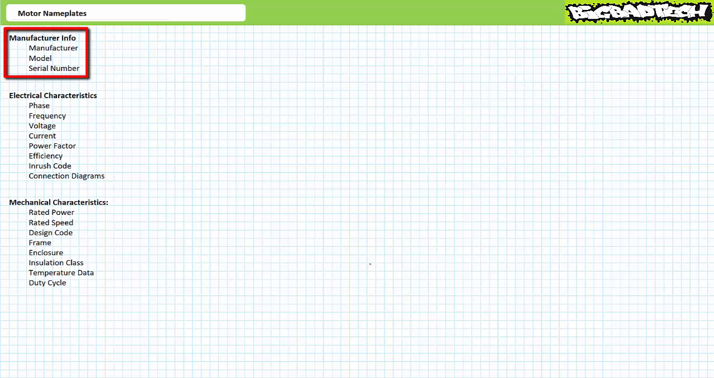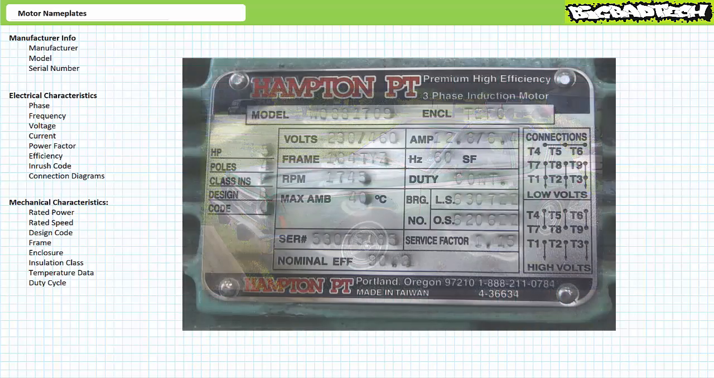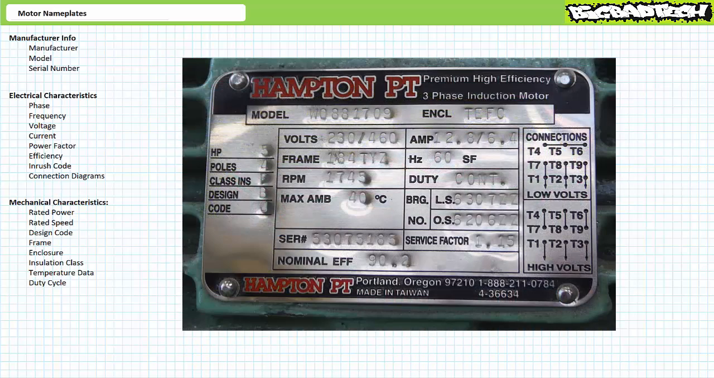Manufacturer, model, and serial number. This basic information is comparable to the make, model, and VIN number of a car. The manufacturer is the company that made the motor.